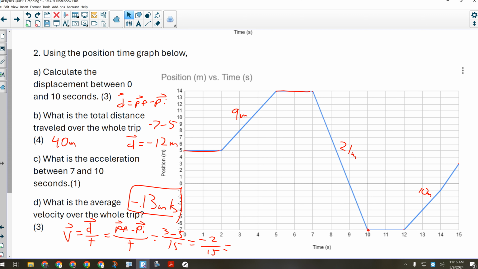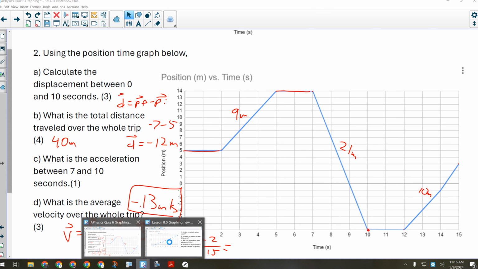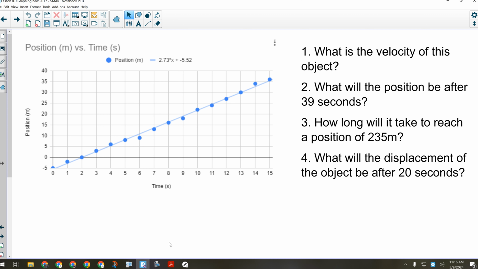Okay, so 11, 16. Let's have a look at the first one on the handout. I think that's this one, right? Yeah. Okay, because we haven't done a linear position versus time graph. We did 2 linear velocity time graphs and 2 irregular position time graphs. Let's look at another linear position time graph. All right, so I'm going to give you a few minutes on this one.